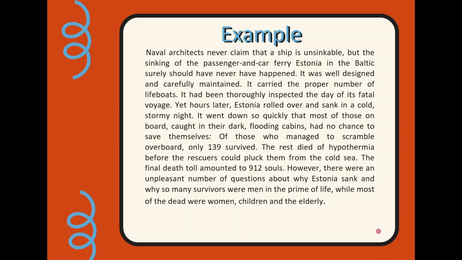It went down so quickly that most of those on board, caught in the dark, flooding cabins, had no chance to save themselves. Of those who managed to scramble overboard, only 139 survived. The rest died of hypothermia before the rescuers could pluck them from the cold sea. The final death toll amounted to 912 souls. However, there were an unpleasant number of questions about why Estonia sank and why so many survivors were men in the prime of life, while most of the dead were women, children, and the elderly.